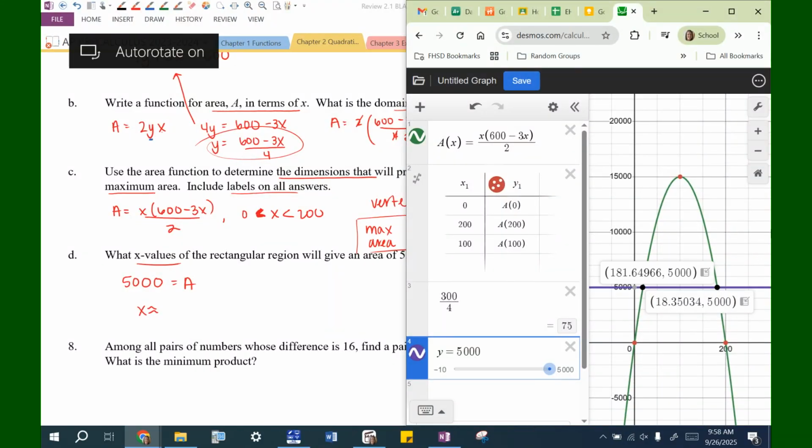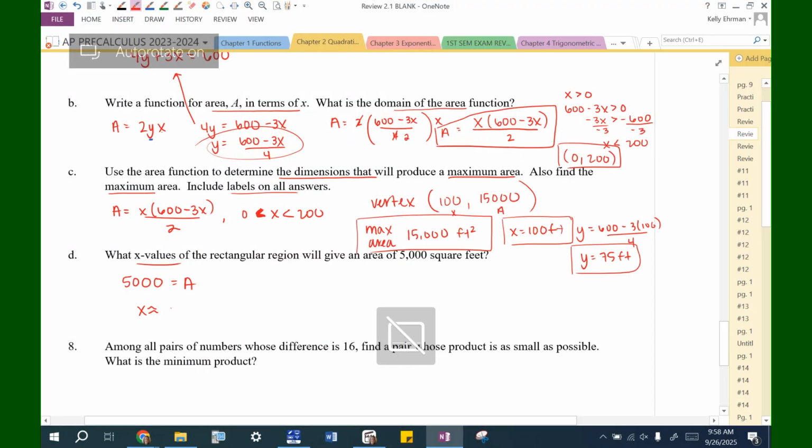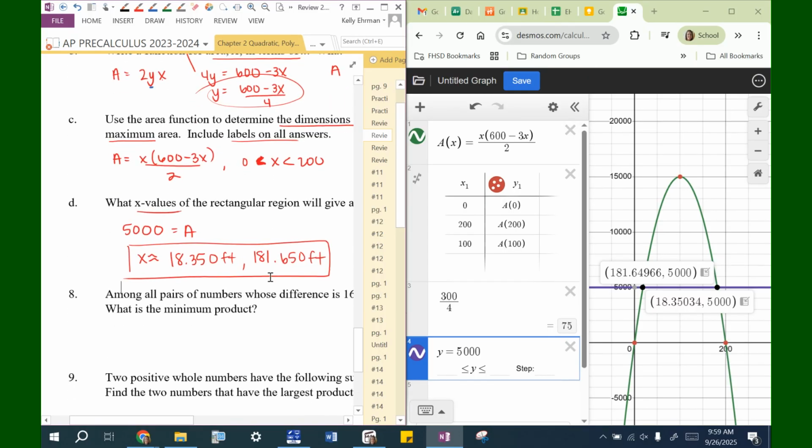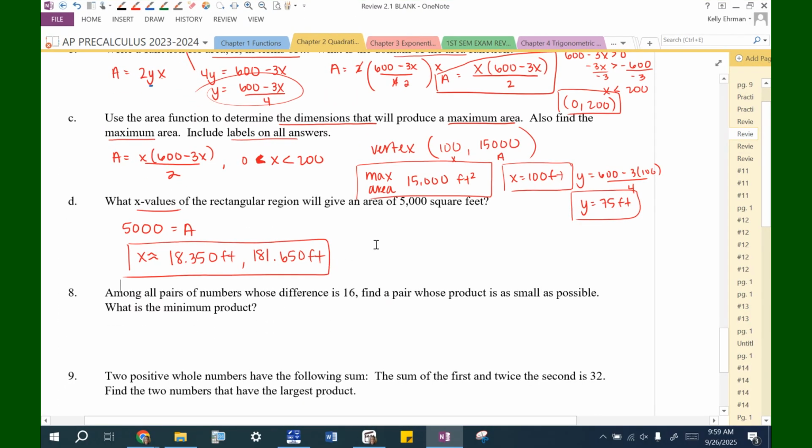So one dimension is when x is 18.350 feet, and another is when x is 181.649, which would round up to 181.650. Remember, you have to round to 3 places and you have to round correctly, so just be careful with it. All right, and that was the last question with this area.